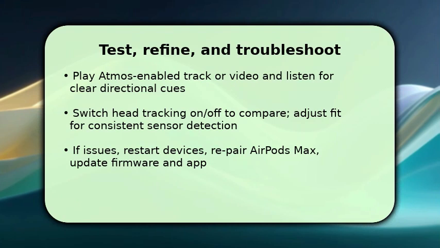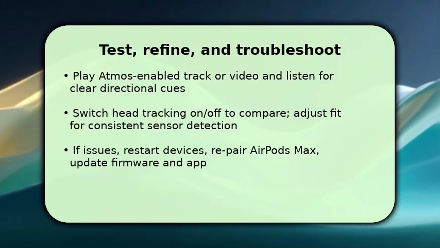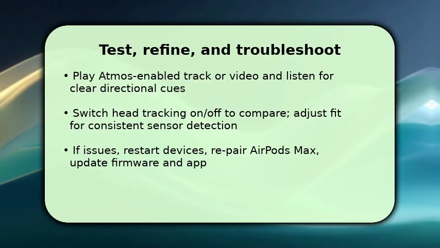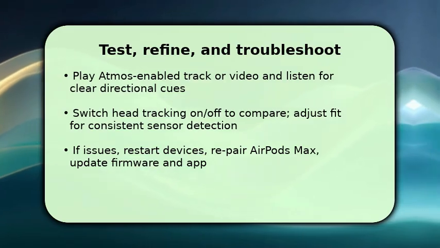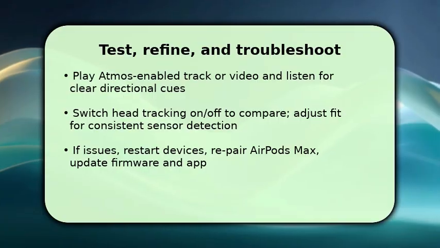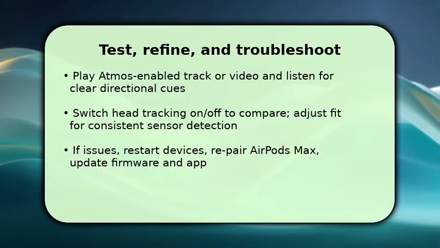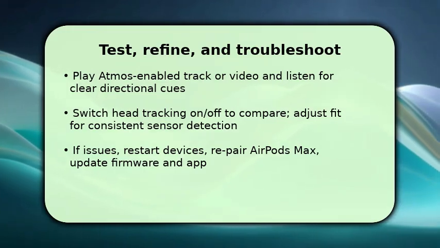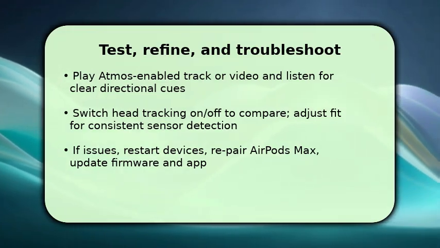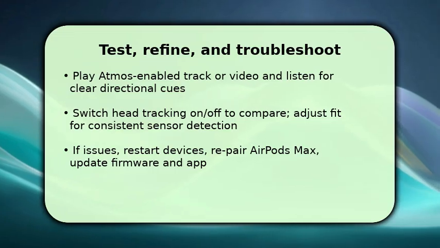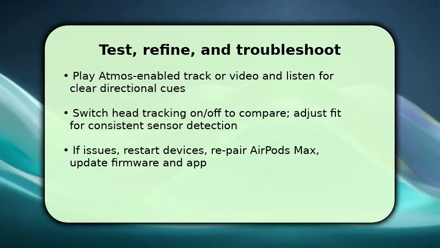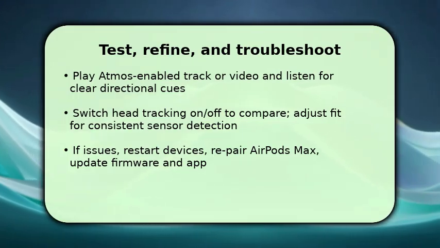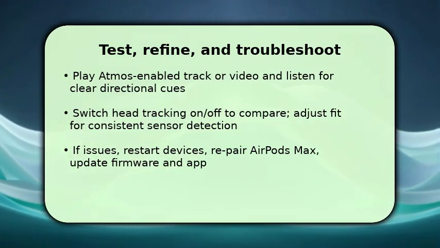Finish by testing and refining until spatial audio matches expectations. Play a Dolby Atmos track or compatible movie and listen for sounds positioned around and above you. Once satisfied, compare with head tracking off to confirm motion-related changes. If cues jump or disappear, check fit. Sensors need a stable position, and restart both the playback device and the AirPods Max. If problems persist, repair the headphones, update firmware and the app, and retest. That single troubleshooting loop resolves most issues.